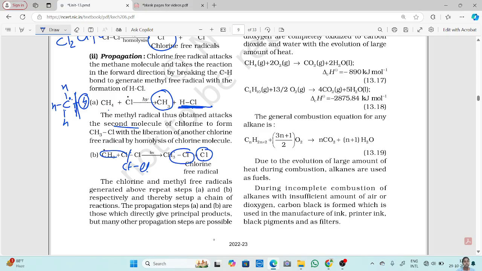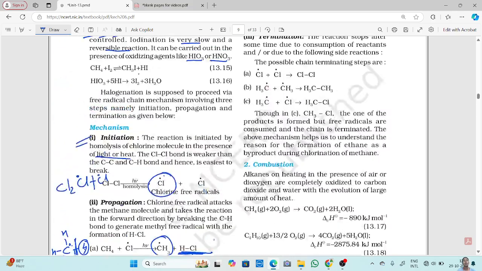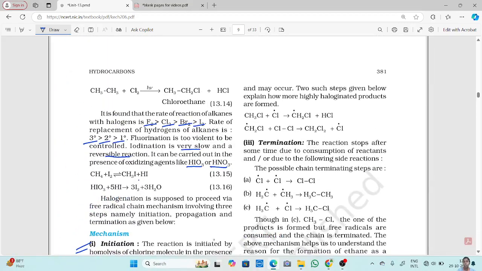That means this methyl radical will break this Cl2 molecule, take one Cl, leave one Cl. This Cl will go and attack another methane, form a methyl radical, and again that will attack this. So this chain will go on continuing, but there is a possibility that there can be many other steps for the propagation. Amongst them some are given here.